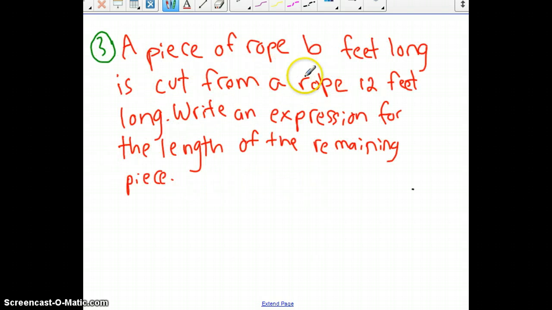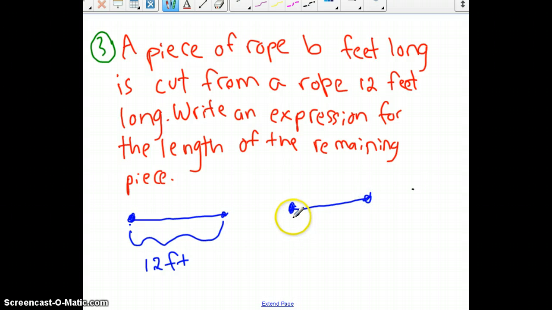Looking at this, we've got a piece of rope, b feet long, is cut from a rope 12 feet long. Write an expression for the length of the remaining piece. I'm going to actually draw two pieces of rope here that are 12 feet long. So let's say we've got a piece of rope here, and we know that this rope here is 12 feet long. I'm going to draw another one over here that is also 12 feet long. Now we're told that the length cut off is b length. So it's a variable. That's an unknown number. We don't know how long.